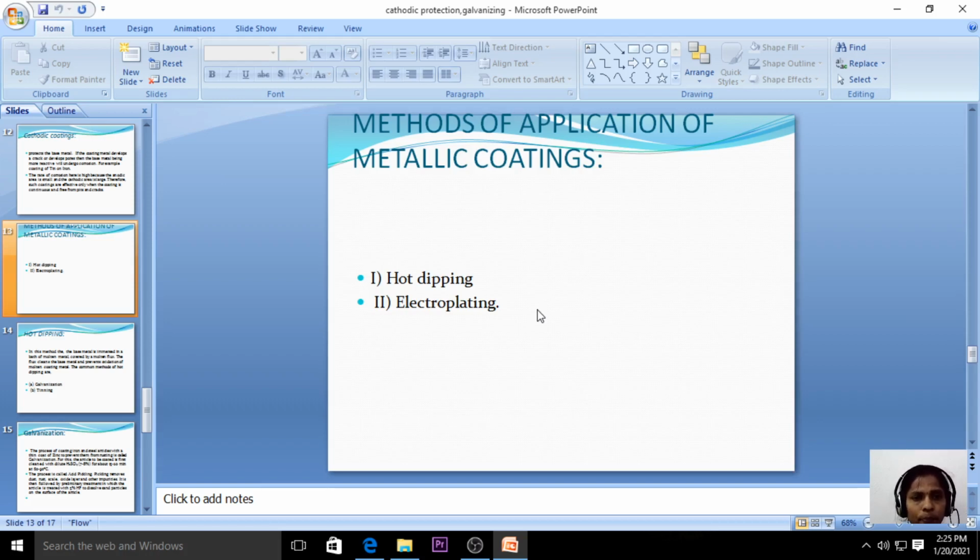So the next one, the methods of application of metallic coating. So we are having various metallic coatings. One is the hot dipping process and the other is electroplating. So these are also called corrosion control techniques.